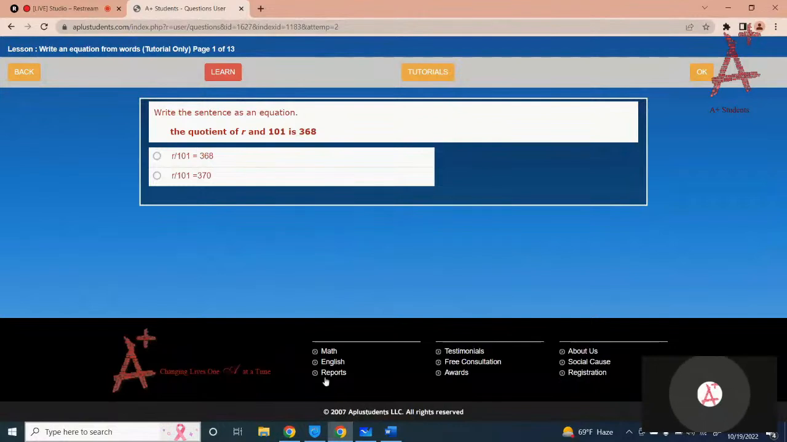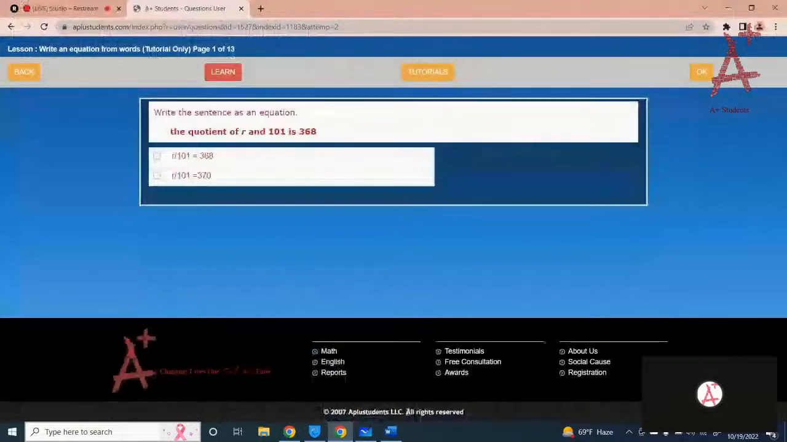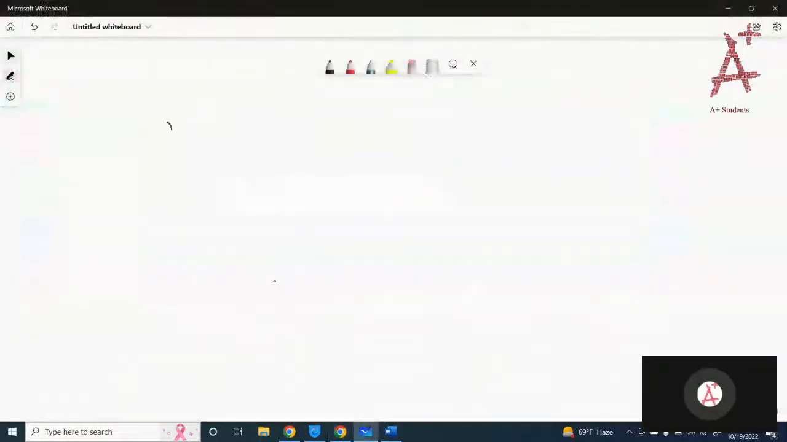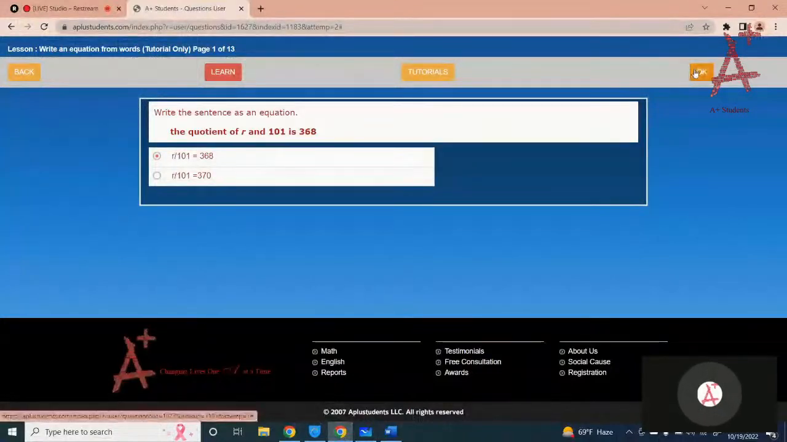The quotient of r and 101, it would be r over 101 equals 368. Got it? That is the equation for the sentence. That would be the first one. R divided by 101 equals 368. Got it?